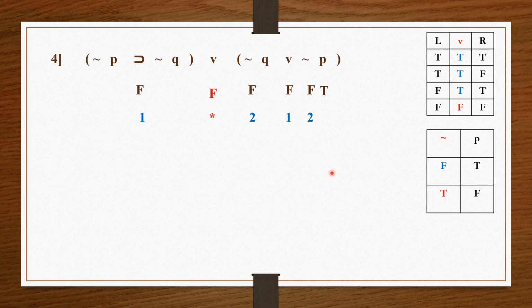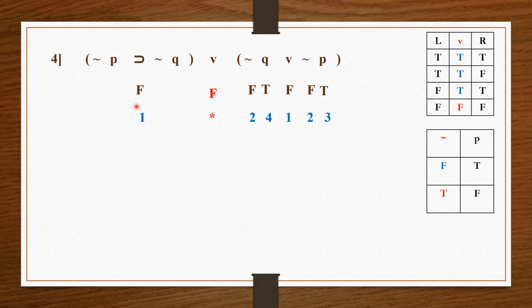We will write true and number it as 3. Now we will have to assign the value to Q. If negation Q is false, then Q will be true. And we will number it as 4.